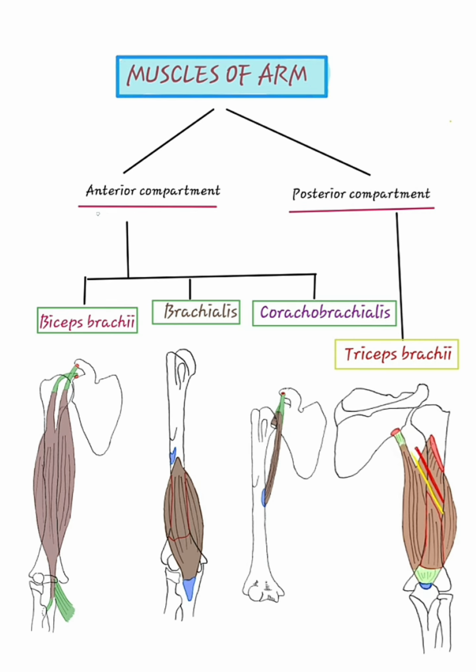The nerve of the anterior compartment of the arm is the musculocutaneous nerve. The musculocutaneous nerve mainly supplies the muscles of the anterior compartment. The nerve of the posterior compartment is the radial nerve. The artery of the anterior compartment is the brachial artery. The artery of the posterior compartment is the profunda brachii artery, so the triceps is supplied by the profunda brachii artery.